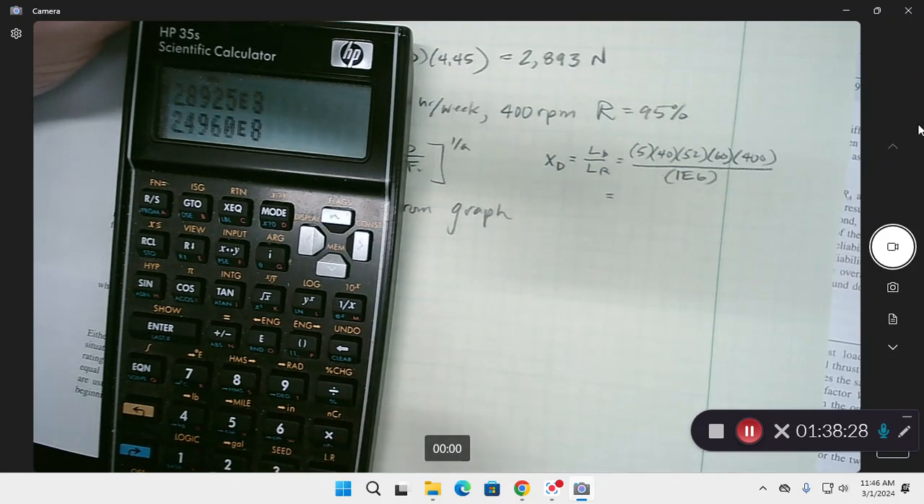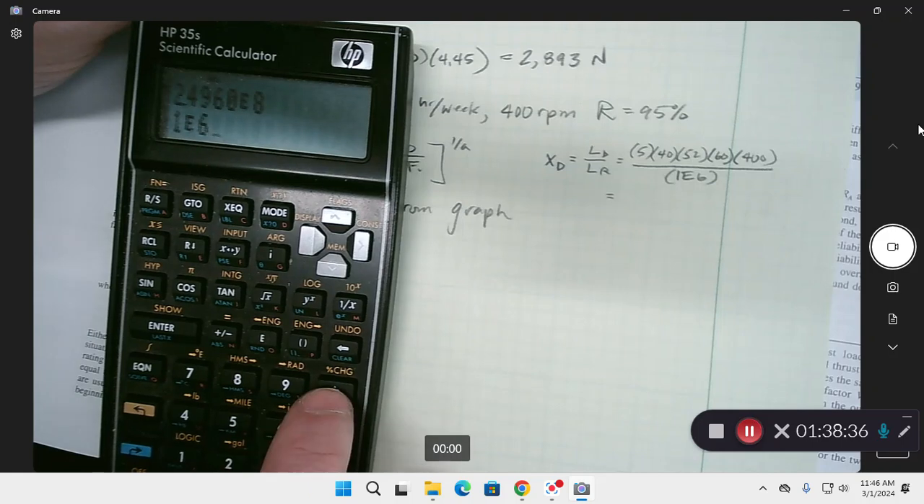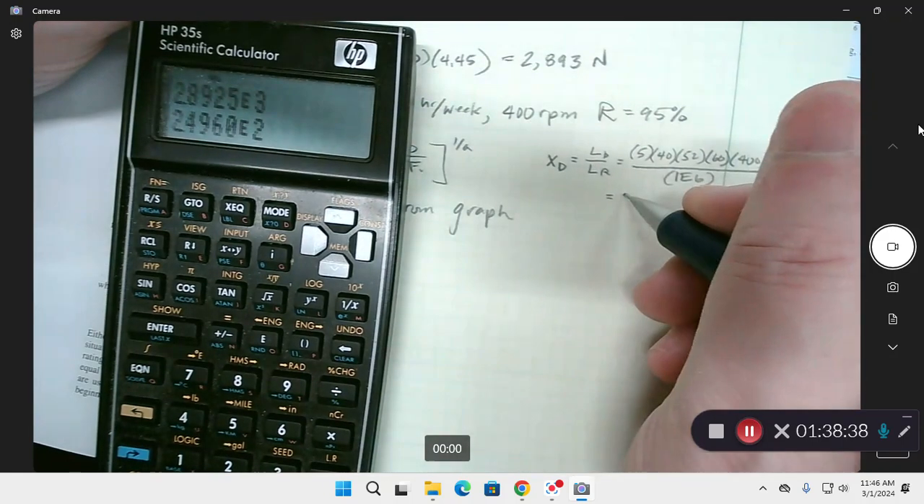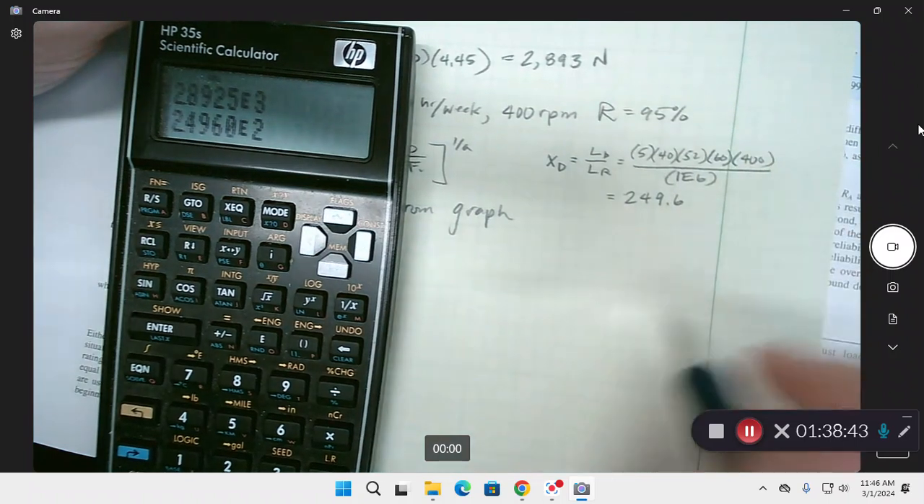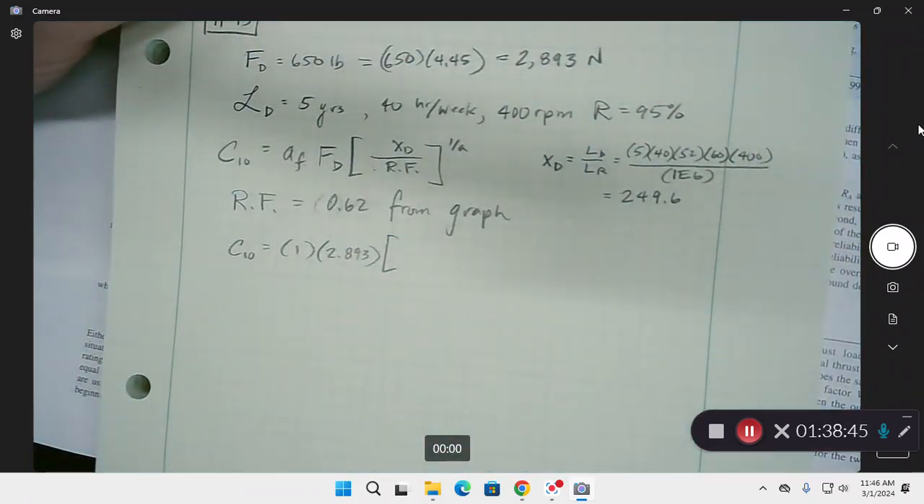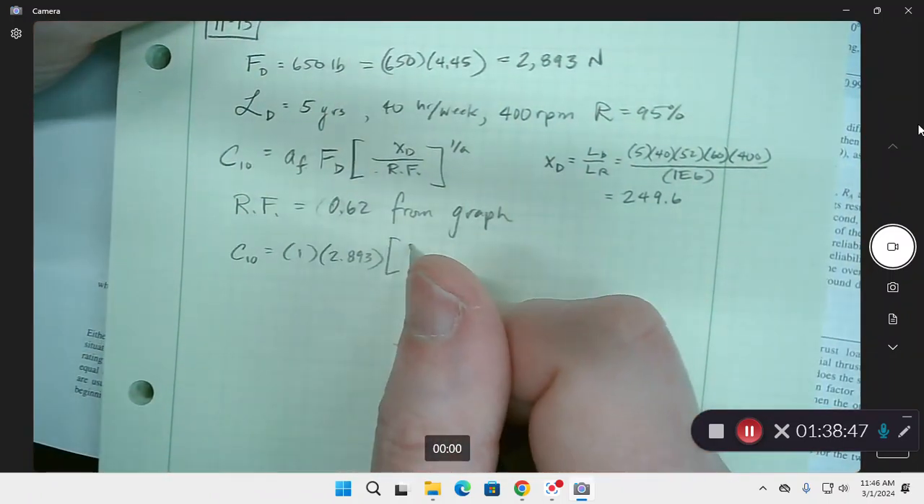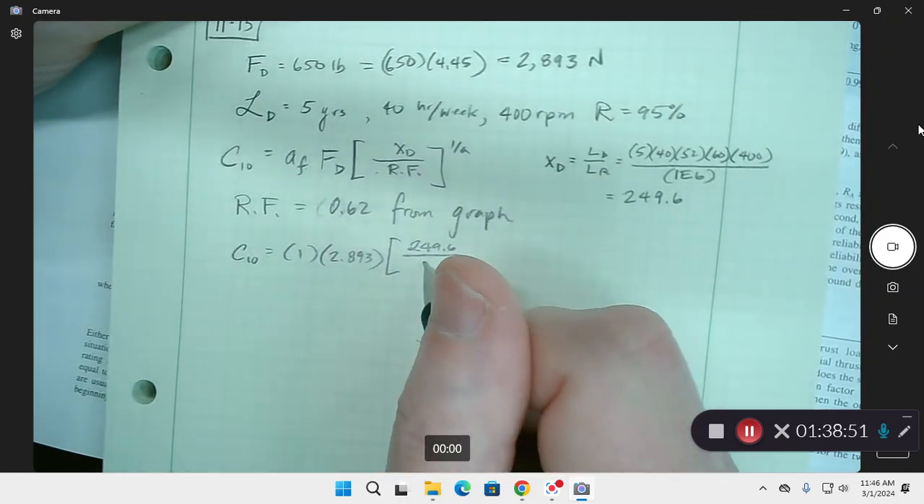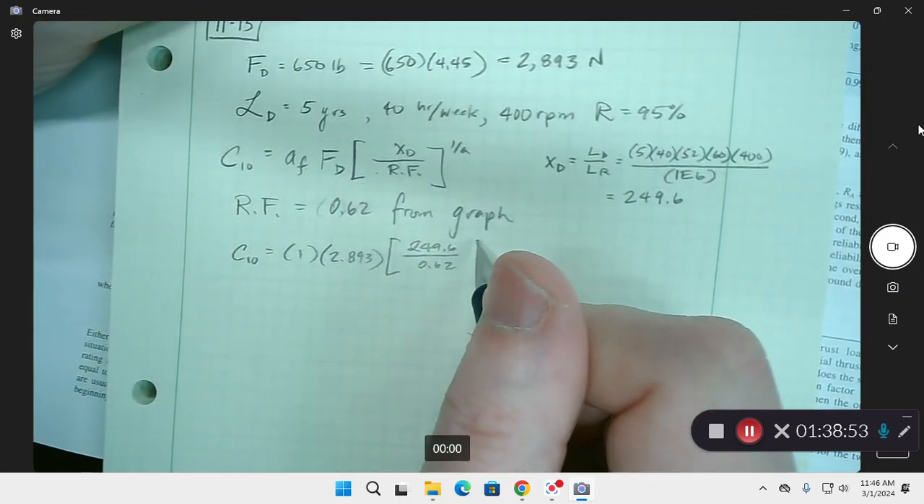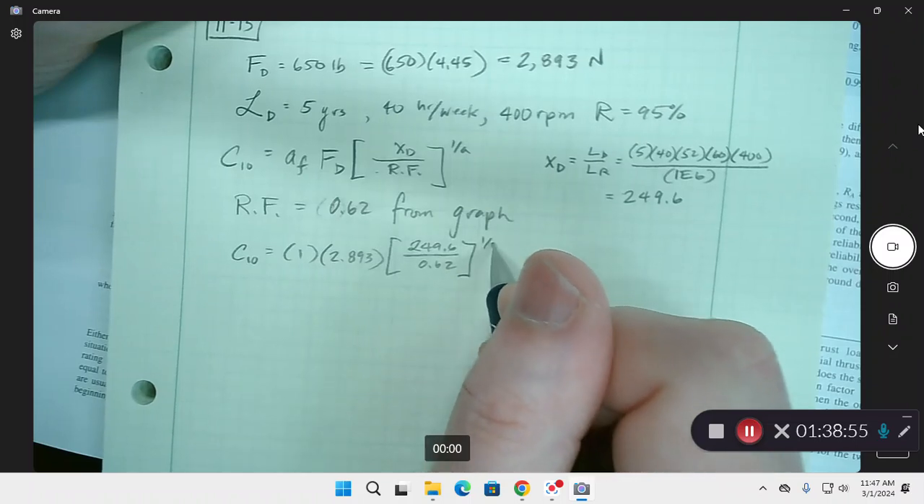So we get 249 million divided by a million, which is 249.6 for the life ratio. And so 249.6 divided by 0.62 raised to the 1 over 3.